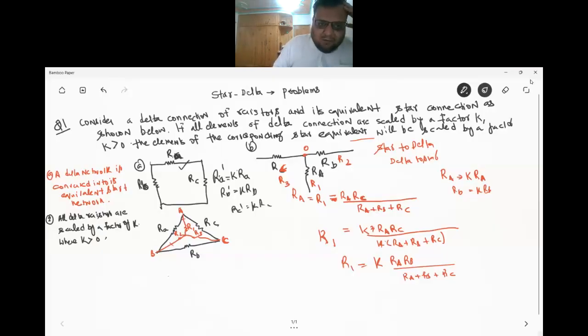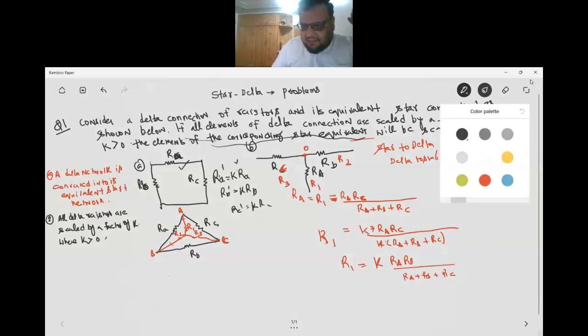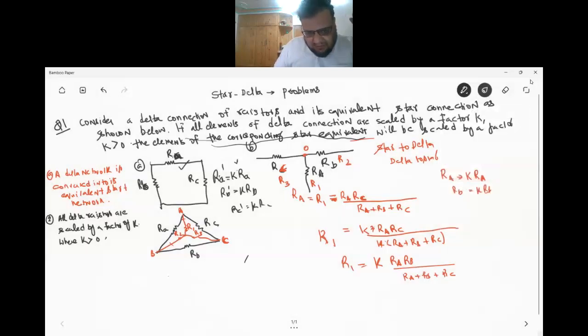Now what will happen if we are doing the scaling here and we want to reflect this in terms of the star equivalent? By what factor would the elements in the star equivalent be scaled? It is simple. I told you like previously. Here I will redraw it for you.